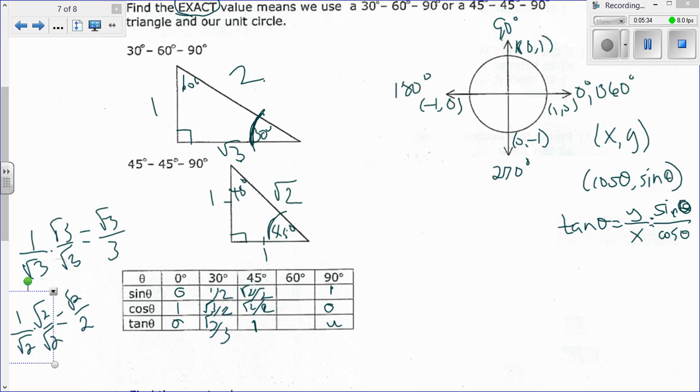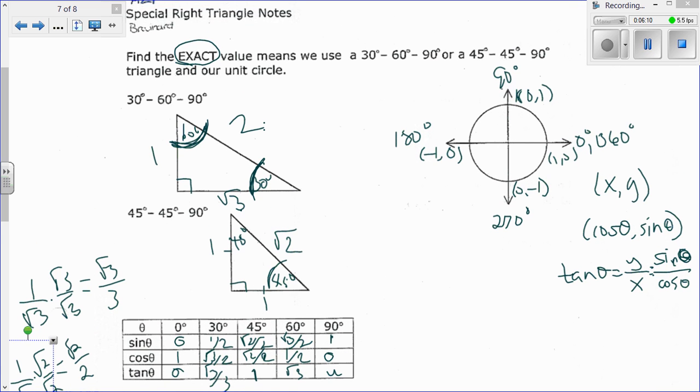60 degrees is found in the 30, 60, 90 triangle, so we go back to that triangle, and I find the sine is opposite over hypotenuse, so it's radical 3 over 2. And the cosine of 60 is adjacent over hypotenuse, so it is 1 over 2. And the tangent of 60 is opposite over adjacent, so it's radical 3 over 1, so it's just radical 3. These are all the values that we can find using our right triangle and our unit circle. So we did not get rid of SOHCAHTOA.